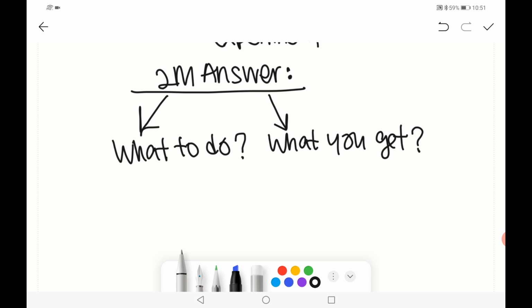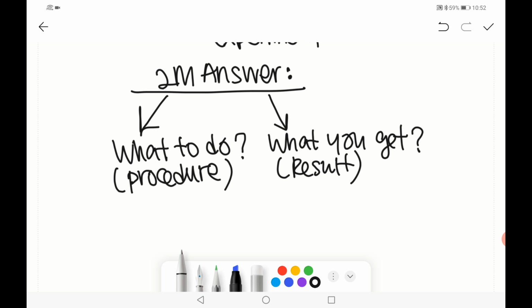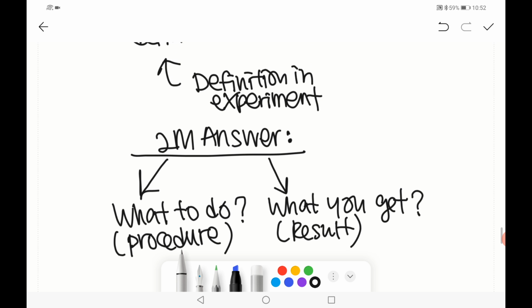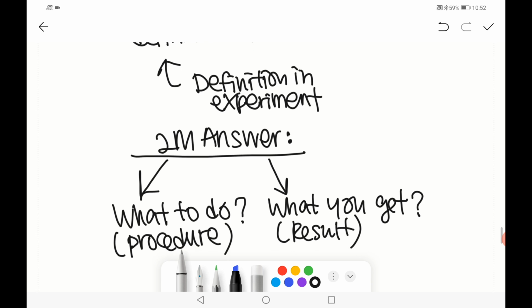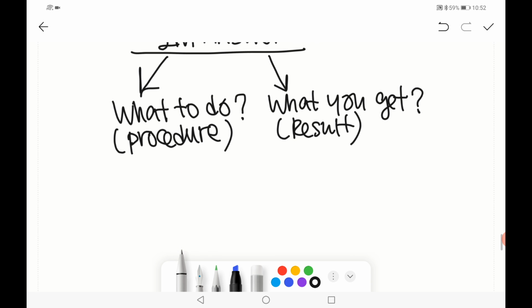So what you do is the simple procedure. I don't want a super lengthy procedure. I want a short and simple procedure only. So what you get is the result. Just tell people what you need to do to get the definition you want and what is the result that you will get. I will give you 2 examples. Hopefully it can give you some rough idea. Then we go back to the question we had just now and finish this lesson.